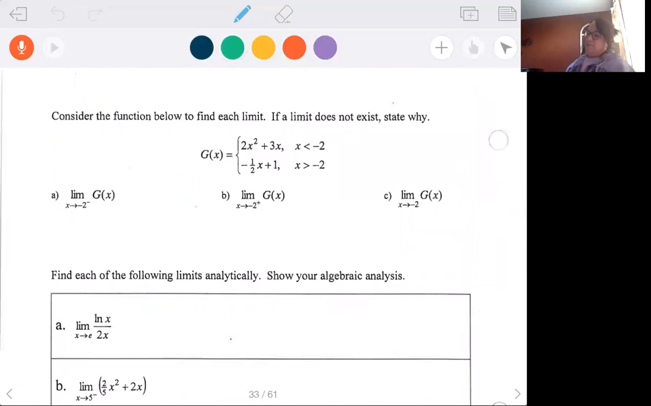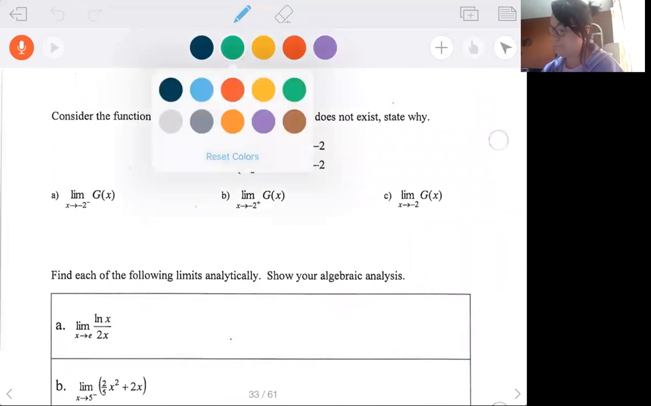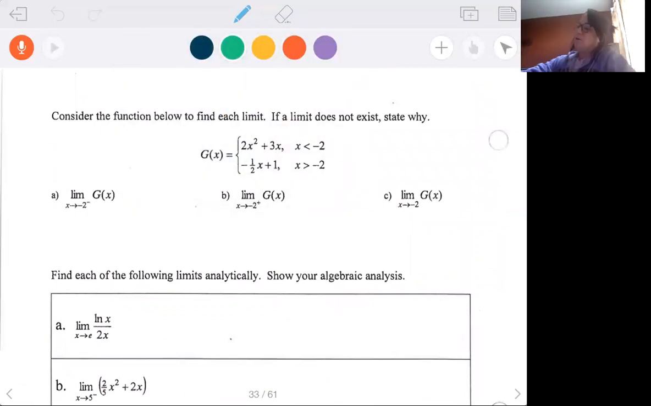So this says, consider the function below to find the limit. If a limit does not exist, state why. All right, so I'm going to put this over here. First of all, this is a piecewise function. You should be able to graph it, but you don't need to if you understand what has to happen graphically. But let's go take a look at what I have here.